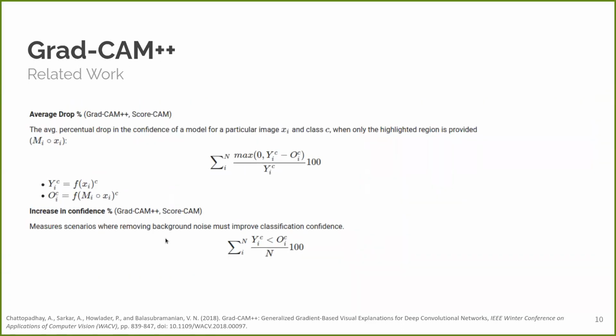This work is also important for proposing two metrics that have been frequently used in literature. The first one, average drop, tries to capture the decreasing confidence of a model when it's fed with the input image masked by the explaining map. If the drop is low, then the map effectively highlights regions that are important to the classification of the label of interest. The second one is the increasing confidence, which measures scenarios in which removing the background has a positive impact in the classification confidence of the label of interest. If the increase is high, then the explaining map has effectively removed the noisy background patterns.